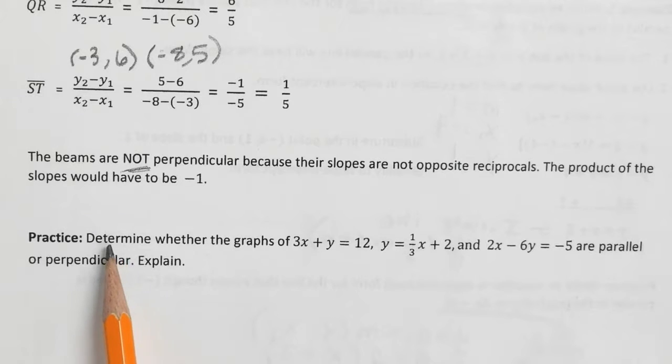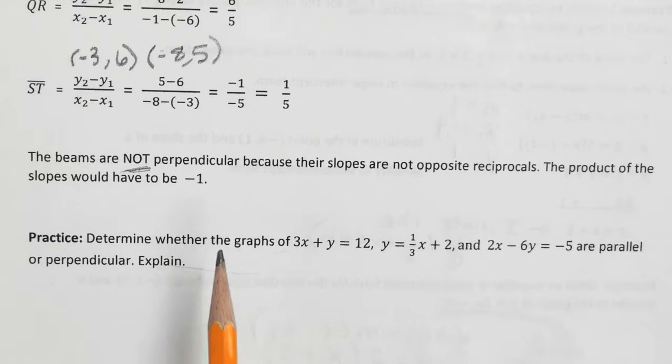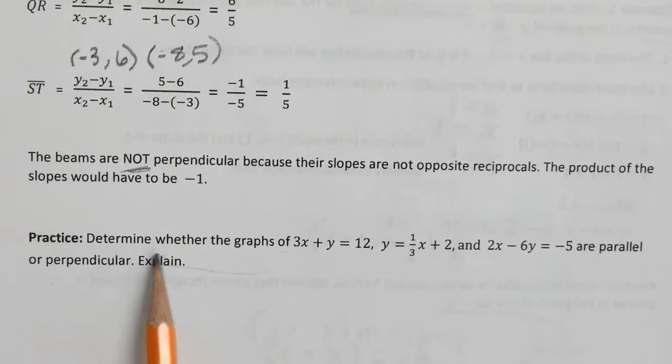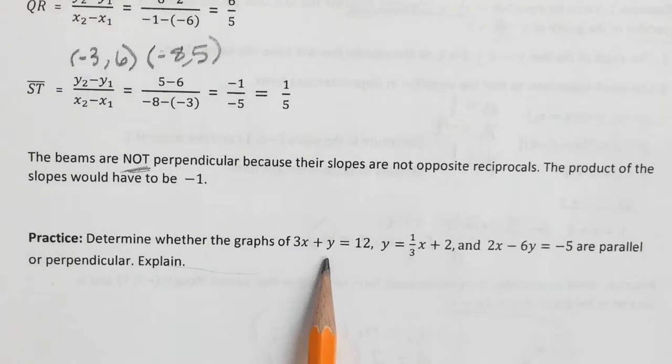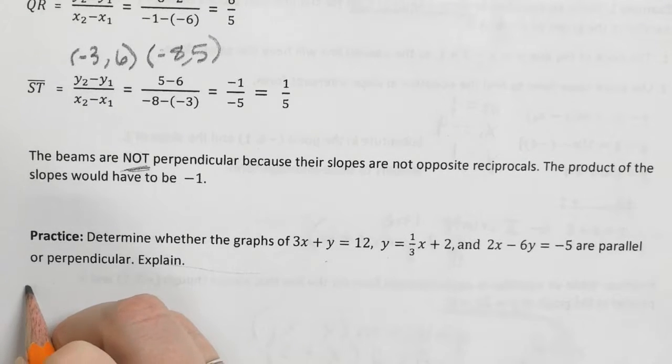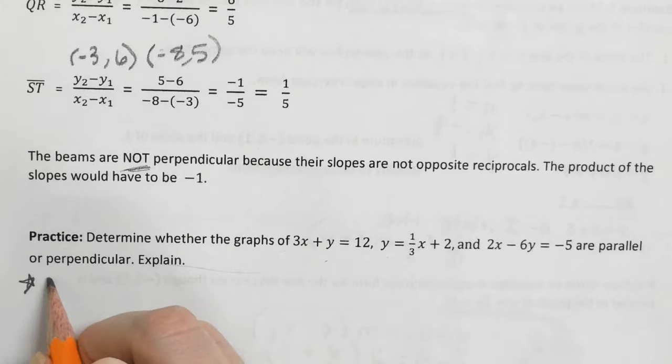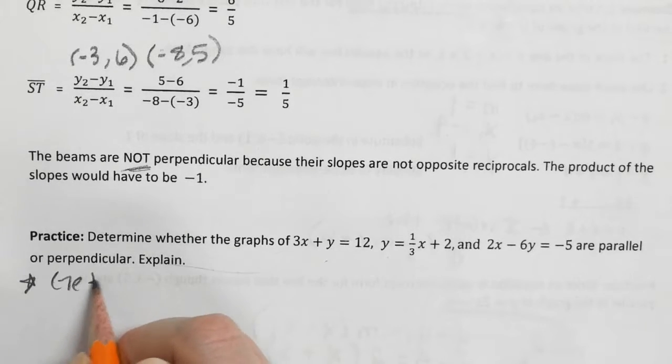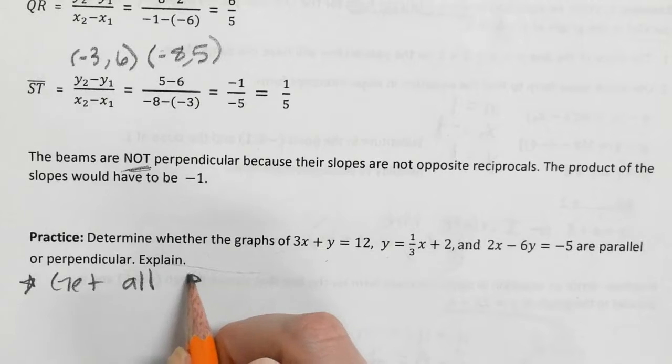Okay, so a similar question right here in this practice, but instead of giving you ordered pairs, it's giving you equations. But we still have to look at the slopes. It says determine whether the graphs of these three equations are parallel or perpendicular. To do this, you need to get all equations in slope-intercept form.